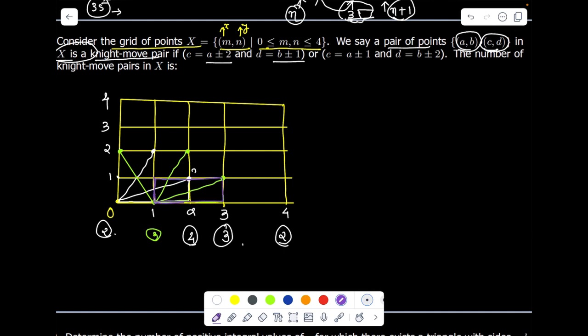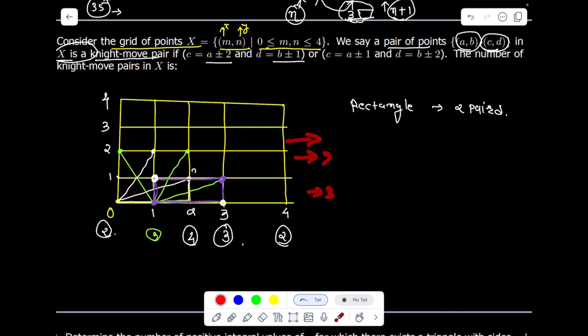when you take one rectangle like this, here you will get one pair and another pair like this, this and this. So purple pair and white pair. So each rectangle will give you two pairs, right? So how many rectangles are there that we need to find? So one rectangle, this is two, and this is the third rectangle. So here you have three rectangles, three, again three, three and three.